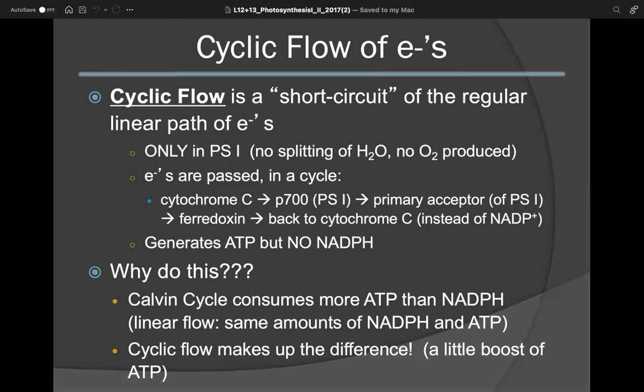And when this happens, we generate ATP, but no NADPH. The purpose of this is that the Calvin cycle consumes more ATP than NADPH. So in the linear flow, which we've been talking about, the same amount of NADPH and ATP is produced. But in cyclic flow, we use this to make up the difference, and this gives us a little boost of ATP. This kind of happens in place of that linear flow that we were talking about. So it's just another kind of caveat to photosynthesis in general.